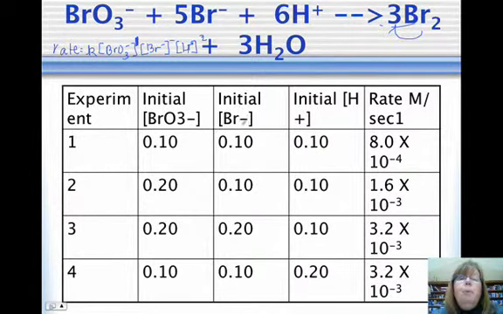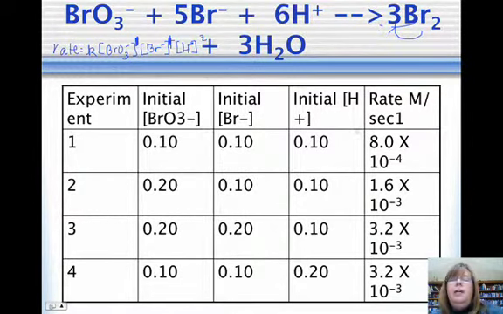All right, now we have to get bromide's rate order. So what experiments are we going to choose where we only change the bromide's concentration and keep everything else constant? It looks like we're going to be using experiments 3 and 2. So notice we have doubled bromide's concentration, keeping everything else the same. The rate doubles, so bromide is also first order.